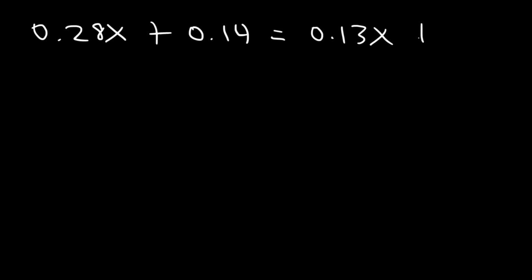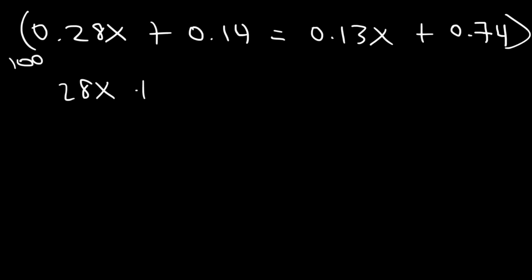So as you can see, all the numbers are rounded to the hundredths place. So what do you think we need to do in this problem? Let's multiply everything by 100. So basically, you just need to move the decimal 2 units to the right. 100 times 0.28x is 28x. 0.14 times 100 is 14. 0.13x times 100 is 13x, and 0.74 times 100 is 74.